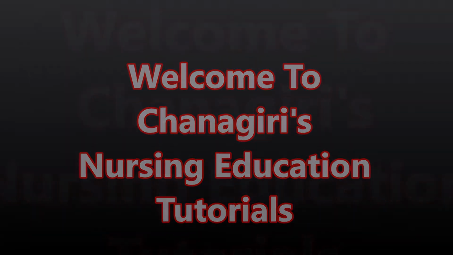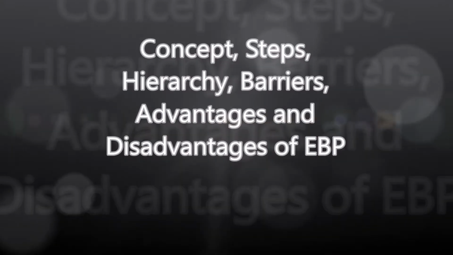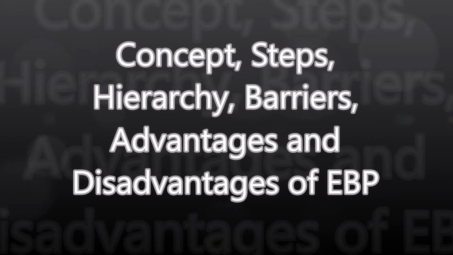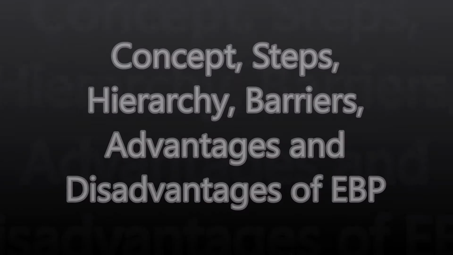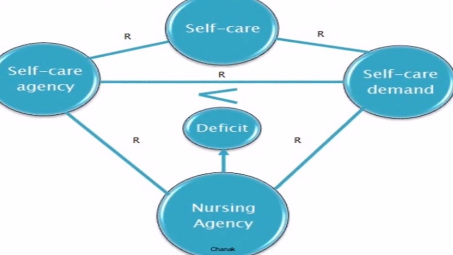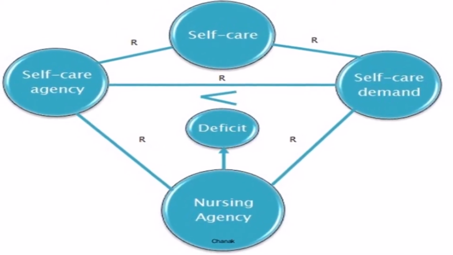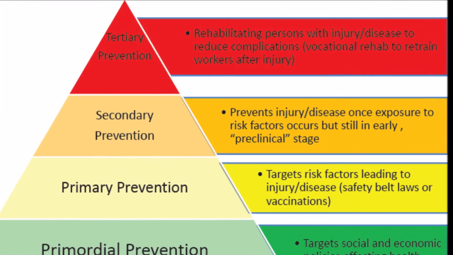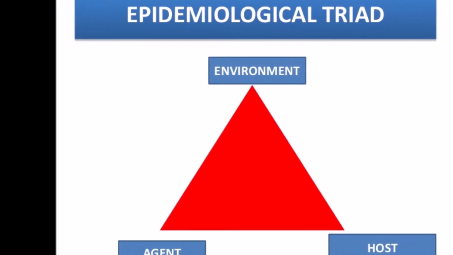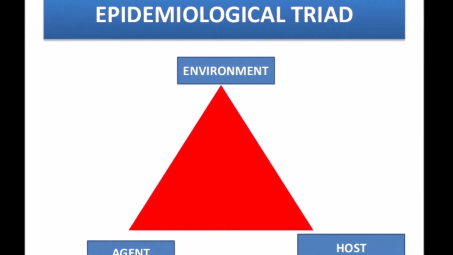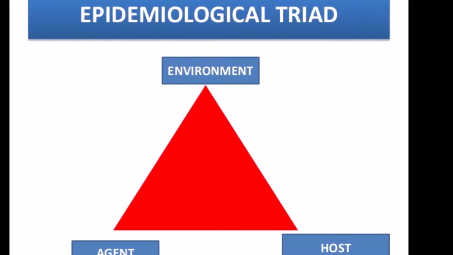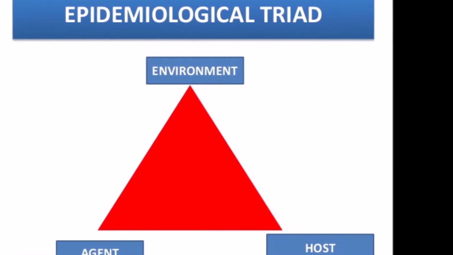In the last two sessions, we have discussed the concept of evidence-based practice, steps of evidence-based practice, hierarchy, barriers, advantages and disadvantages of evidence-based practice. Before starting today's session, I want to remind you that you are all remembering some nursing theory models such as the self-care deficit model, disease prevention model, epidemiological triad, etc. You might have learned these models in your first year BSc Nursing or in first year MSc Nursing in the subjects of Fundamentals of Nursing and Advanced Concepts.